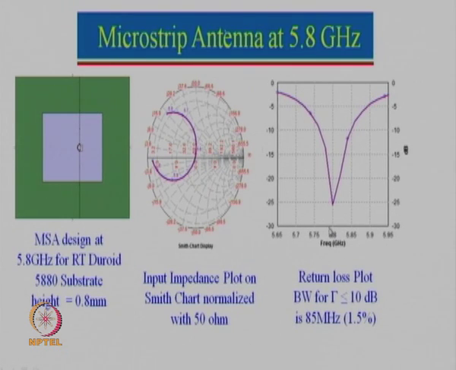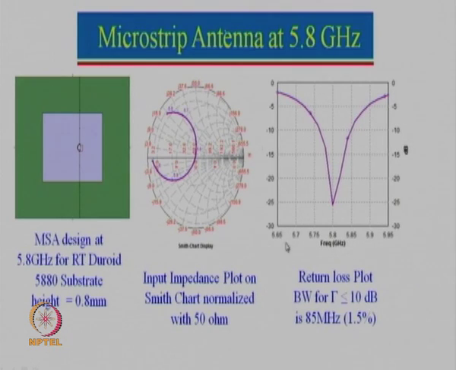This is the reflection coefficient plot, which is a gamma plot here. Just as an example, this is the impedance plot normalized with respect to 50 ohm, and you can see there is a good matching, and over here the return loss plot is there. Now, generally we define bandwidth either for gamma less than minus 10 dB or VSWR less than 2. Just to tell you, VSWR less than 2 corresponds to gamma equal to minus 9.5 dB.